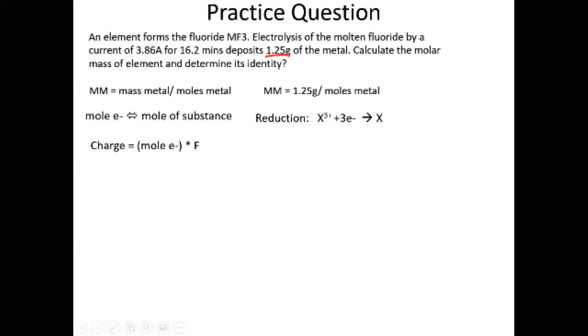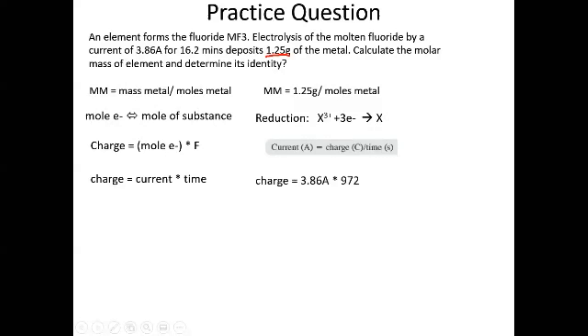So the charge equals moles of electrons times Faraday. So if we know the charge, we can divide it by Faraday's constant to get the moles of electrons. And we know that current is equal to charge over time. So if we know the current and time, we can find the charge. Charge equals current times time. We have the current, we have the time, we can find the charge, then we can find the moles of electrons, then we can find the moles of the metal. Now time has to be in seconds when finding charge.